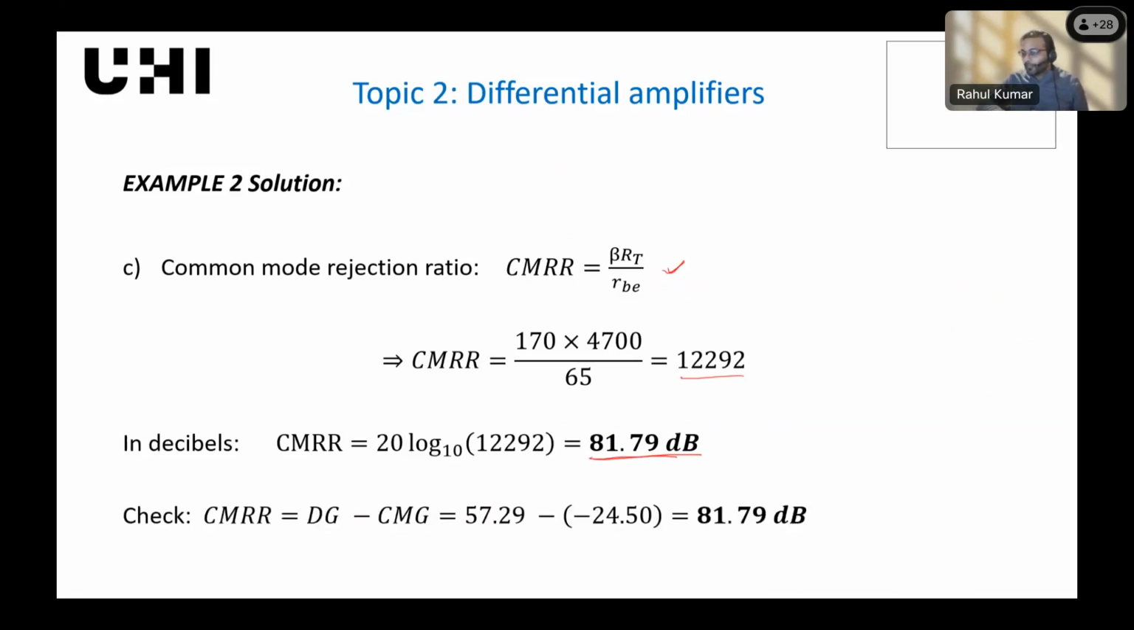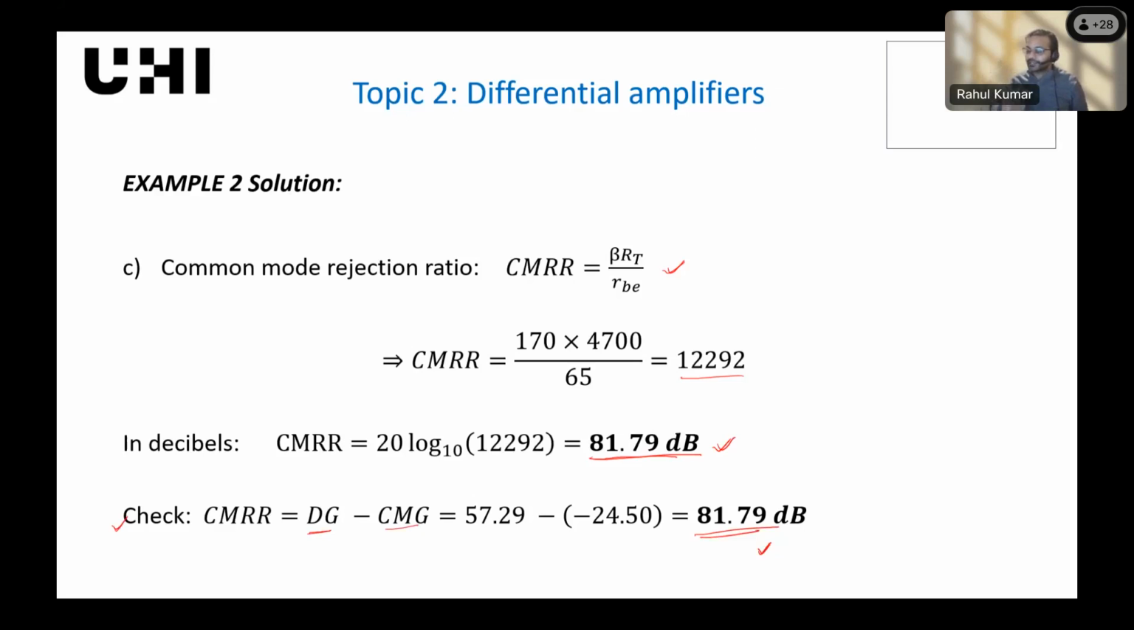Now, one way to check your value for CMRR is if you calculate the difference between differential gain and common mode gain. If you subtract them, you should get the same value. So 81.79 dB. So this is one way of checking your answer.